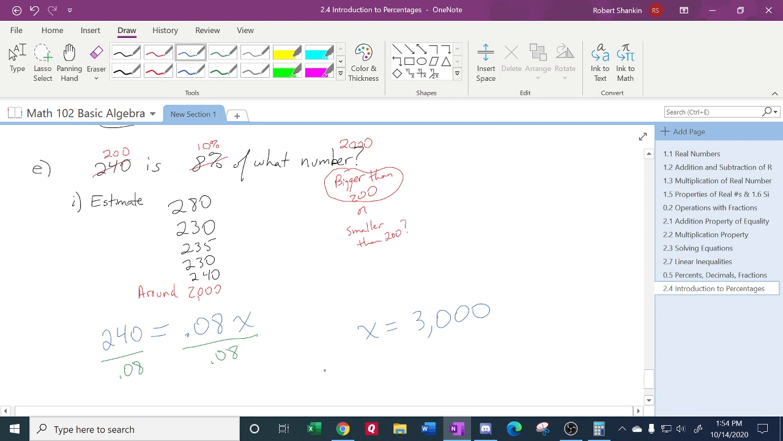Now let's check our work. 8% of 3,000 is equal to 0.08 times 3,000. Punch this out on your calculator. Do you get 240? I do. And so it checks. 240 is 8% of 3,000.